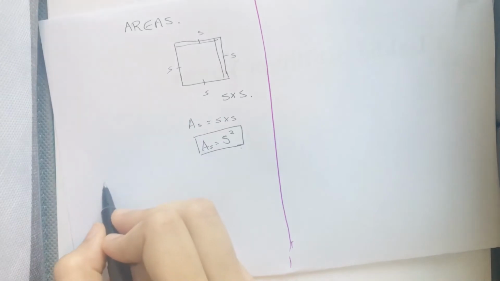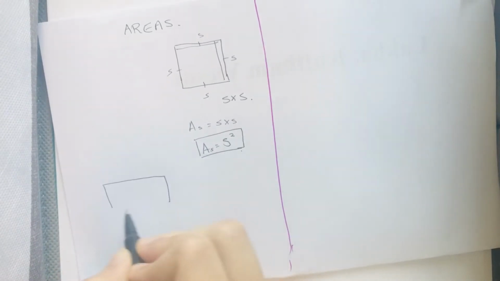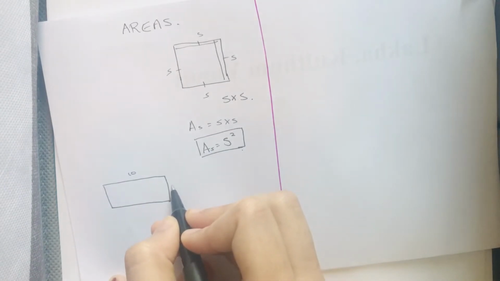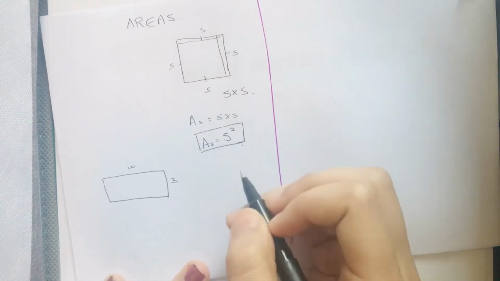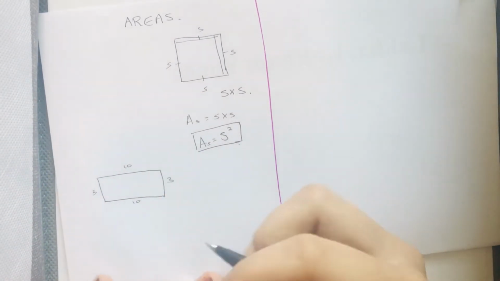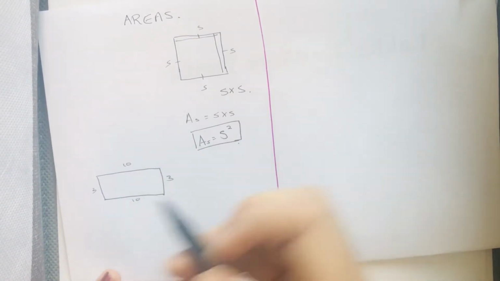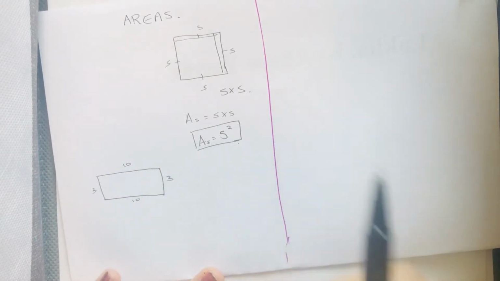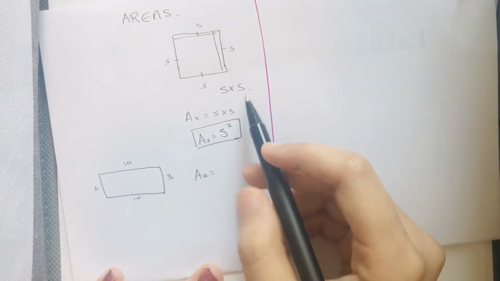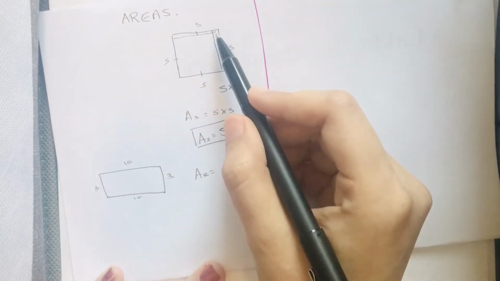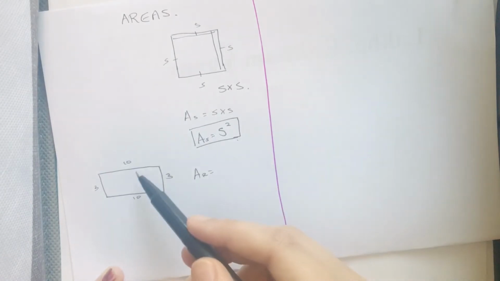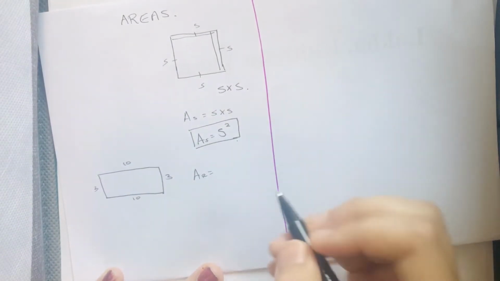Now let's use a rectangle. You have 10 here and let's say 3 here, okay? And 10 again here, 3 again here, because it's a rectangle, so this and this will be equal, while this and this will be equal. So area of a rectangle, as we saw above, you multiply one side by the other. So you multiply one side by the other, two different sides. Don't multiply 10 by 10. Do not multiply opposite side.